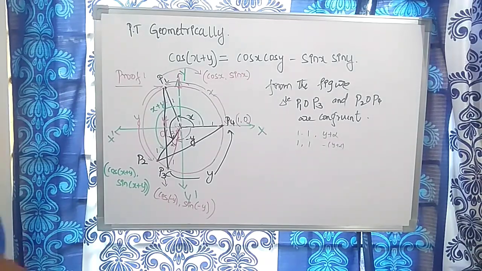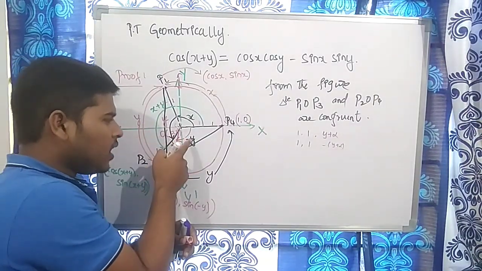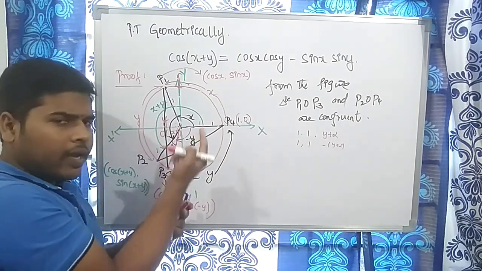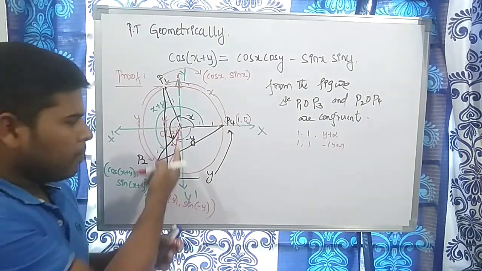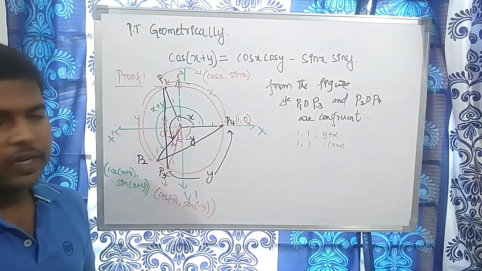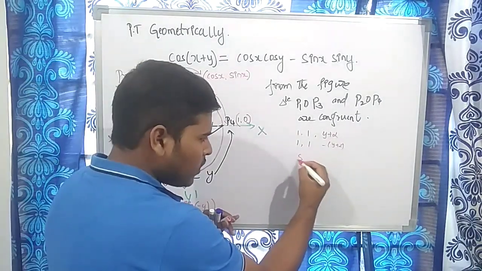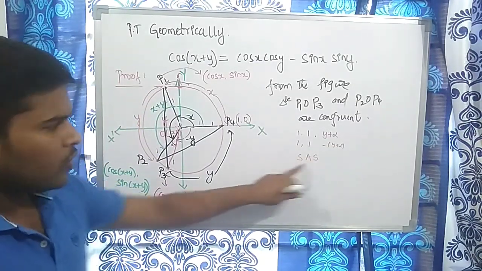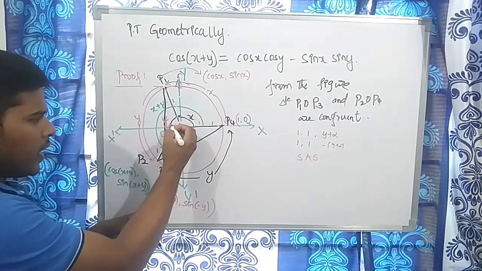You may remember the construction I told you. Whatever angle you take here, the same you have to take here. If I take y radian, then minus y radian. If I take z radian, then minus z radian. Minus represents the clockwise direction. That's why we have one rule, the SAS rule, side angle side.